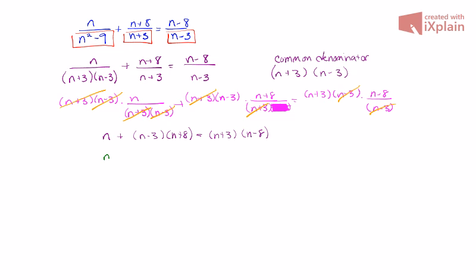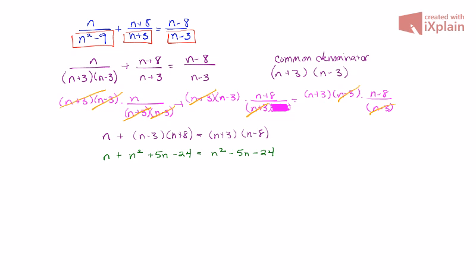So here we would have n squared plus 5n minus 24, and that is going to be equal to n squared minus 5n minus 24. Okay, so from here, the goal is to start cleaning things up.